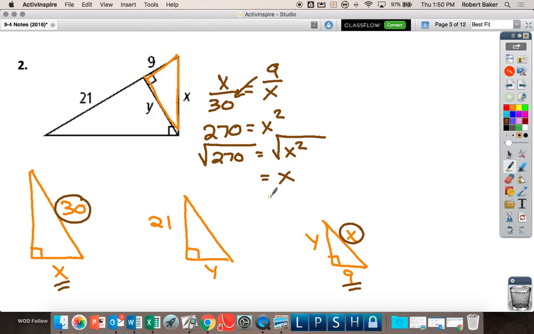And you have to ask your calculator, or ask the teacher, or ask your iPhone, what is the square root of 270? Hey Siri. 16.4. Nice. We got it. We just got X. So X is 16.4.